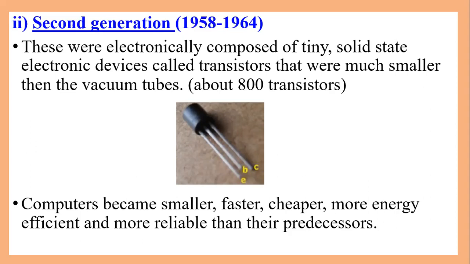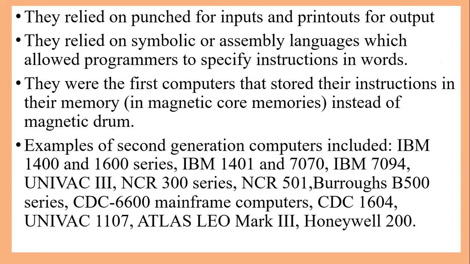These computers were electronically composed of tiny, solid-state electronic devices called transistors that were much smaller than the vacuum tubes. A single computer contained about 800 transistors. As a result, computers became smaller, faster, cheaper, more energy efficient, and more reliable than their predecessors in first generation. They relied on punch cards for inputs and printouts for outputs. They relied on symbolic or assembly languages which allowed programmers to specify instructions in words.